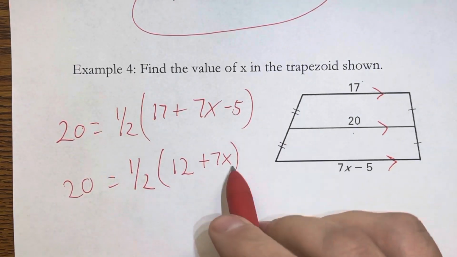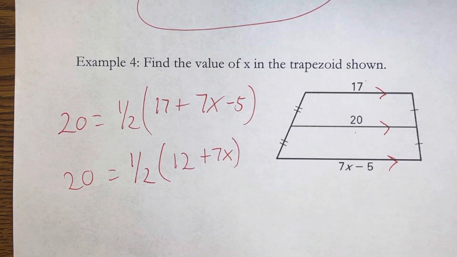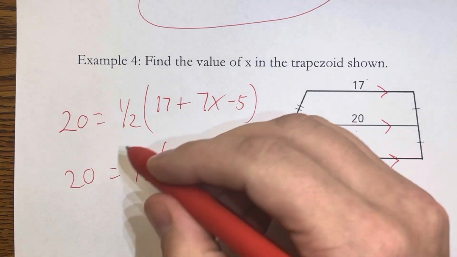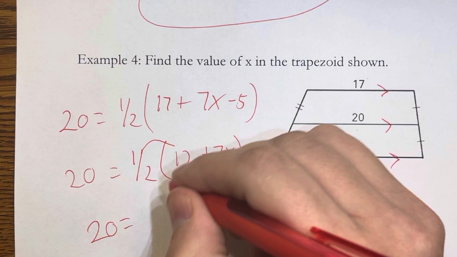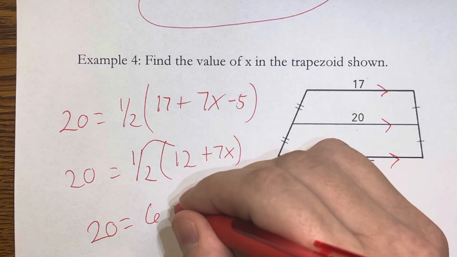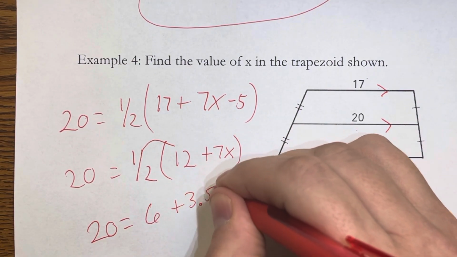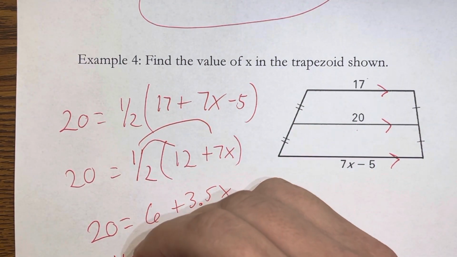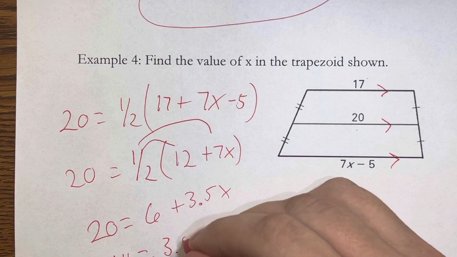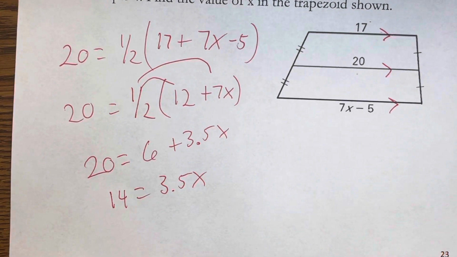From here, you could distribute the 1/2, or you could multiply both sides by 2. I'm going to distribute the 1/2 because I think that's what most of you will do. So 20. Half of 12 is 6 plus 3.5x. 1/2 of 7 is 3.5. We'll subtract our 6. 14 equals 3.5x. And now we have to take 14 divided by 3.5, and that's 4.